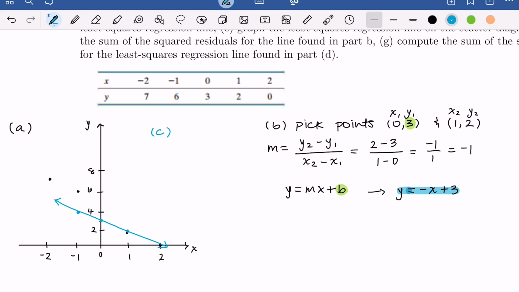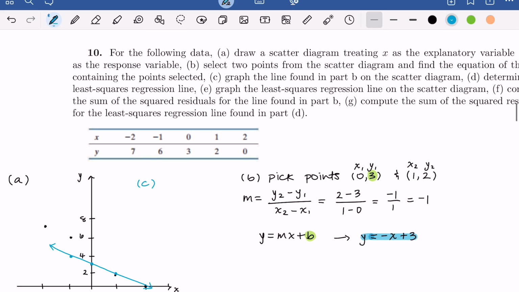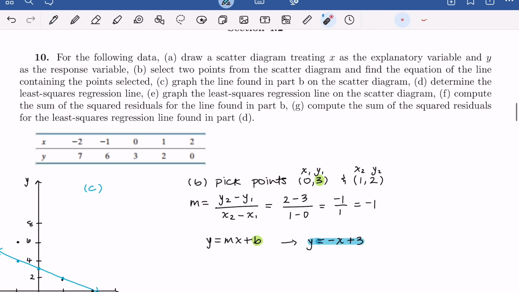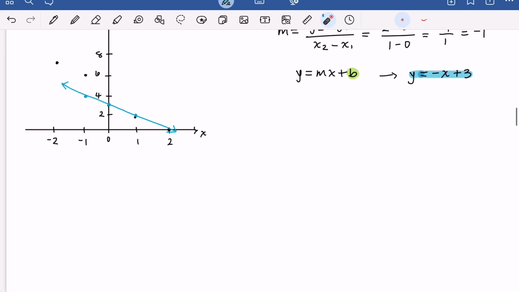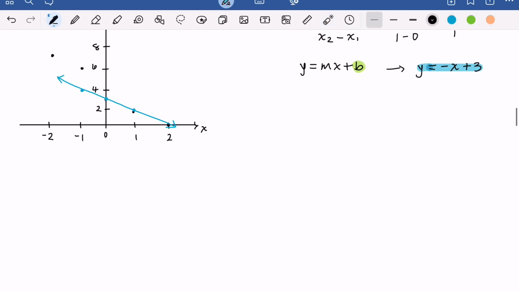All right. Now, for part D, what we're going to do is determine the least squares regression line. So this is the line that best describes the relation between our two variables. And let's do that down here. So for part D, we want to find this least squares regression line.